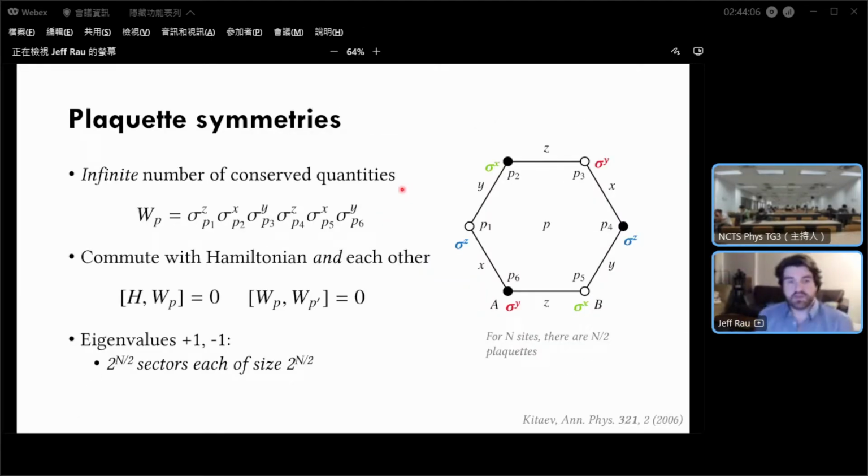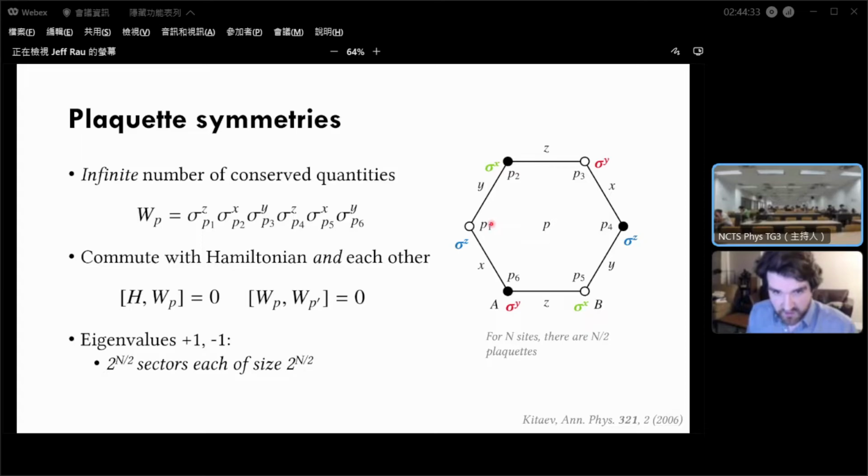All right, so how does this work? There are two features that make this thing exactly solvable. The first is that there's an infinite number of symmetries in this model that dramatically reduce the Hilbert space size. So on each plaquette of this honeycomb lattice, you can construct what they call a plaquette operator, which is just a product of a set of components of these spins as you go around.